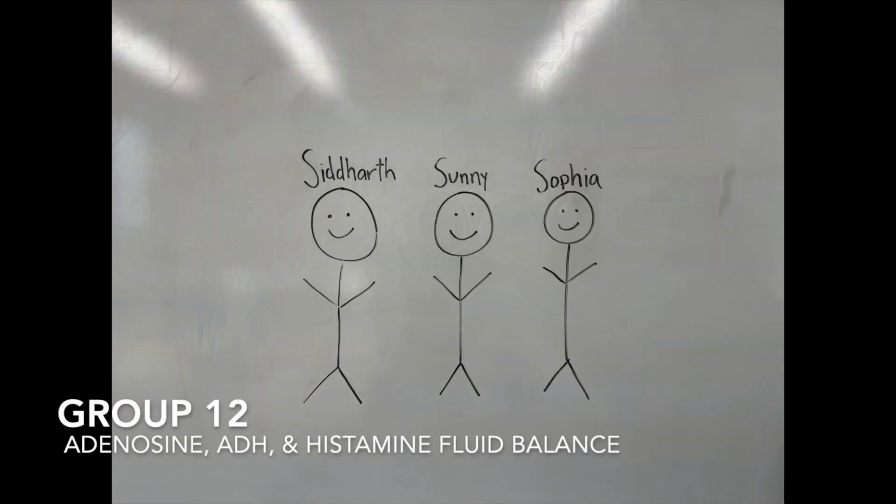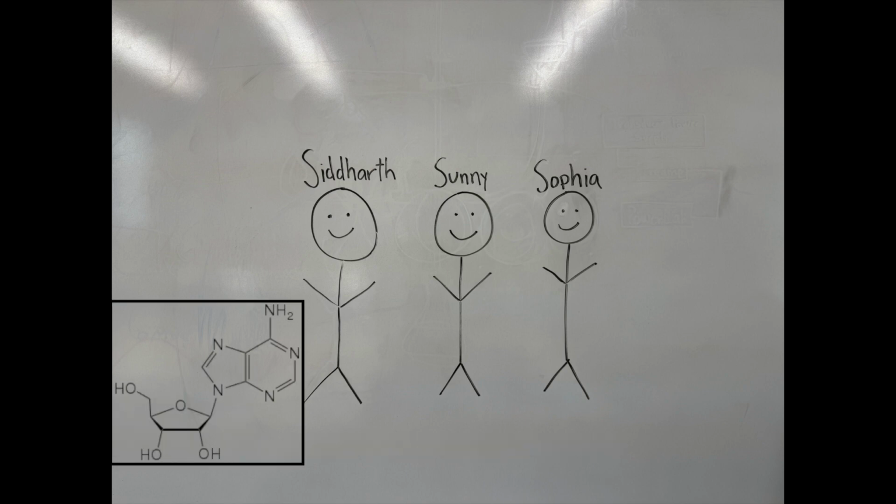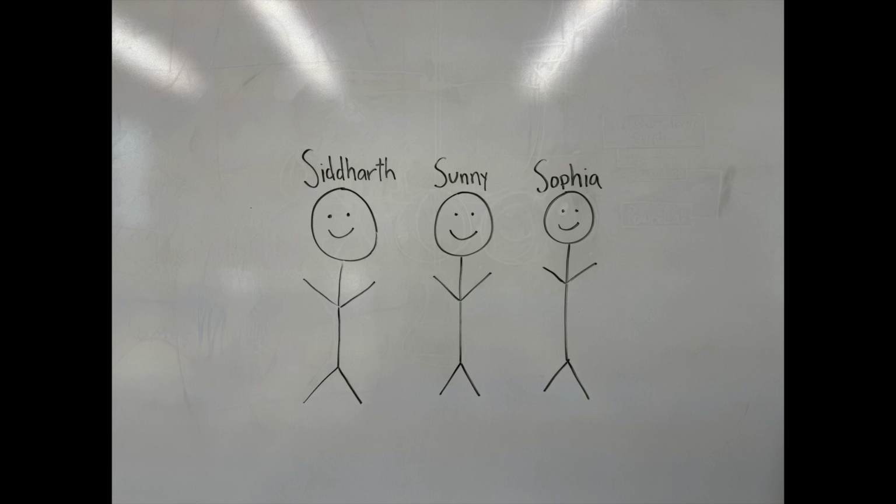We are Group 12, and we are studying the effects of adenosine, antidiuretic hormone, or ADH, and histamine on fluid balance of frog systemic circulation. Adenosine is a nucleoside involved in many metabolic pathways and is released from cells as a result of ATP usage. Adenosine can act as a signaling molecule for the cardiovascular system.